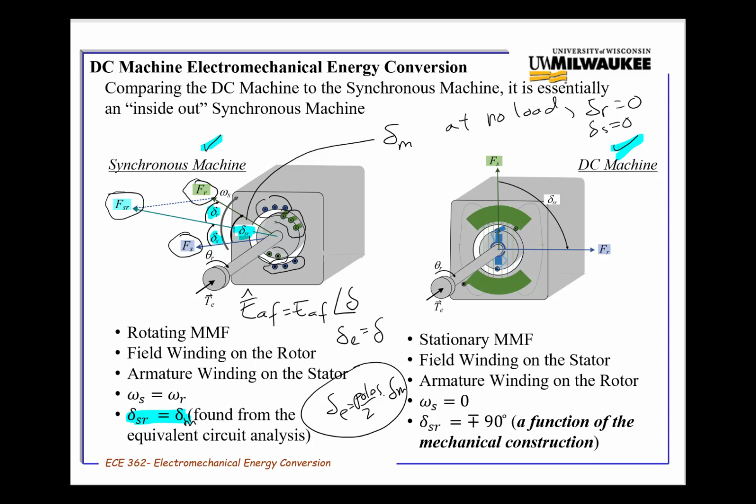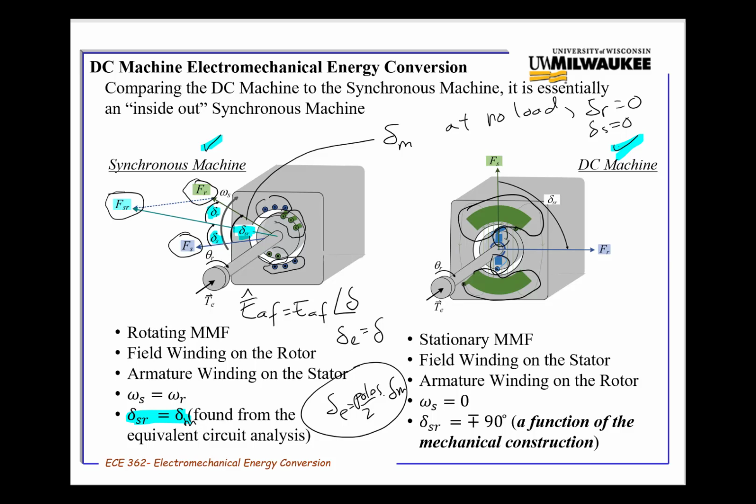When you go to a DC machine, what do you do? With the DC machine, you move your field to the stator. So that's why it's inside out. And we move the armature to the rotor. And we talked about this at the beginning of Module 5 when we first introduced it. We also talked about this at the end of Module 4 when we introduced the basic rotating machine and torque production from the Lorentz force law.